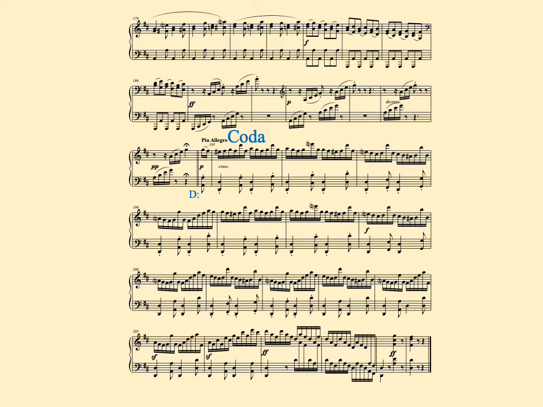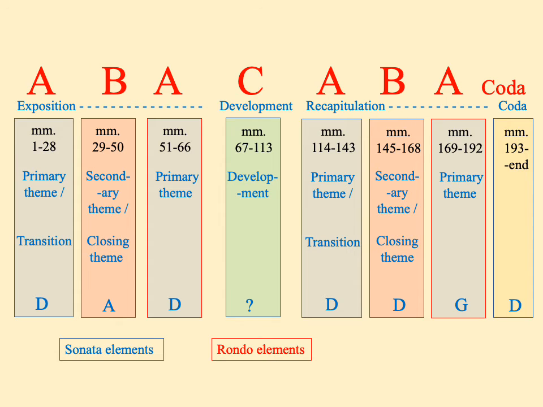Okay, let's meet up on the next slide and discuss what just happened to us. So here's a nice diagram with letters and with measure numbers and everything showing what's going on in this work. It's almost normal, and that's okay.